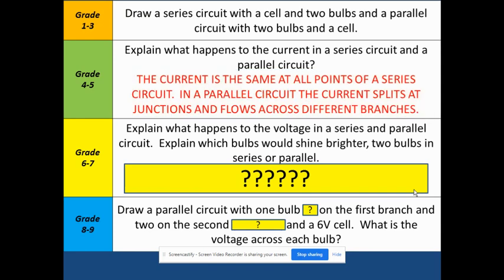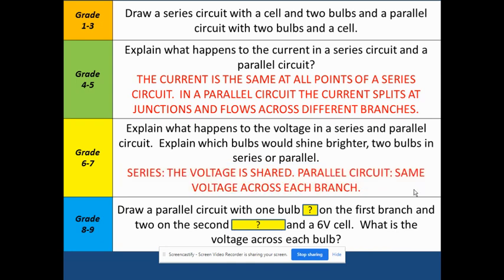So explain what happens to voltage in a series and parallel circuit. Explain which bulbs would shine brighter, two bulbs in series or parallel. In series, the voltage is shared between components. If you've used the word components, then that's really good. Well done. And in a parallel circuit, there's the same voltage across each branch, okay? So if you've got a bulb in one branch and a bulb in the other, then they've both got the same voltage as the battery.